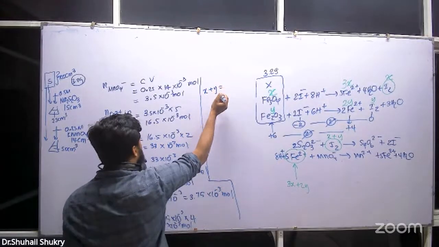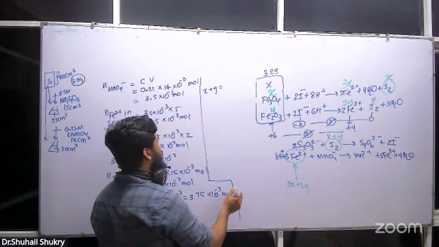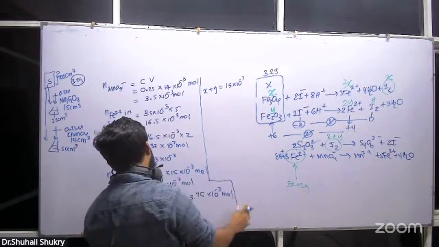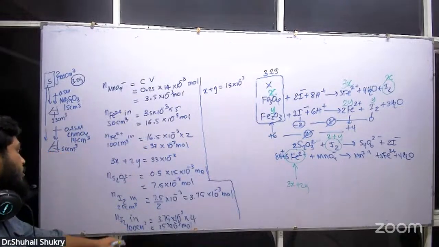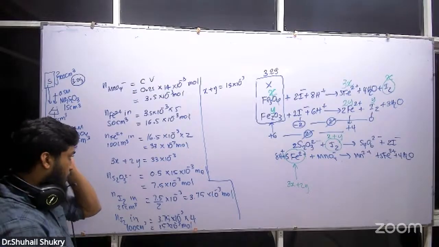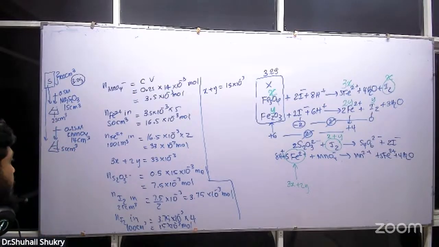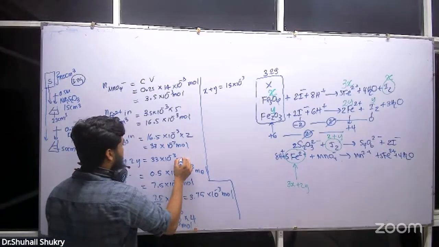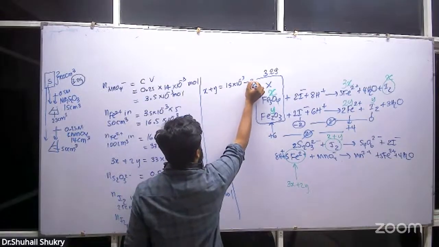x plus y is equal to 15 into 10 to the power minus 3 here. Already I have a connection, 3x plus 2y equal to 35 into 10 to the minus 3. For x plus y also I have a connection, 15 into 10 to the minus 3. Now what we can do, we can create a simultaneous equation. So we can take this one as the first equation, this one as the second equation.